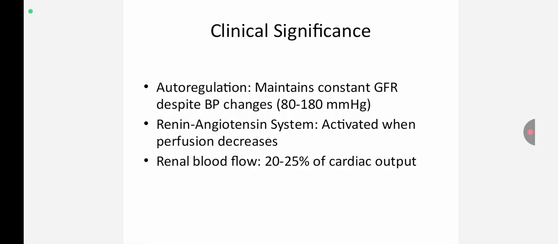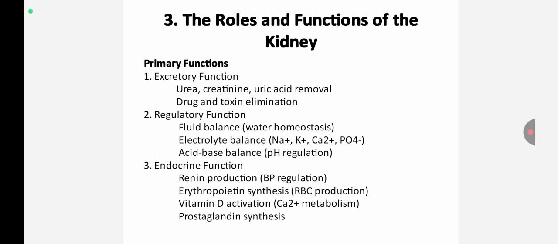Clinical significance. So now the roles and the functions of the kidney. So what are the roles and the functions of the kidney? Number one, their primary function is to excrete waste products like your urea, creatinine, uric acid, some drugs. Of course, once you take a drug, it is metabolized and excreted by the kidney. Toxin elimination, to regulate fluid balance, electrolyte balance, acid-base balance, then endocrine function to produce renin for regulation of BP, to produce erythropoietin for RBC production.